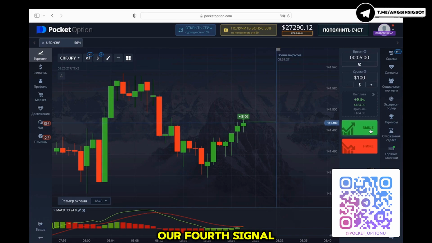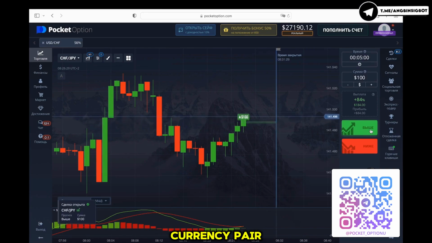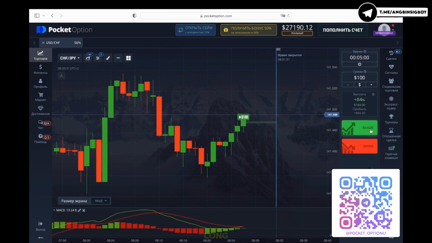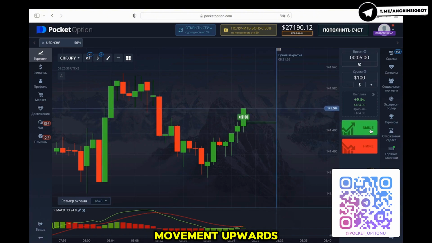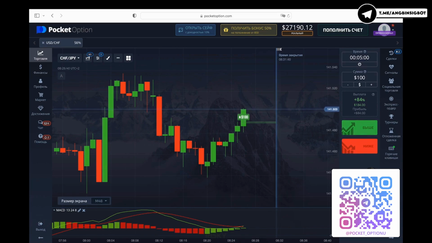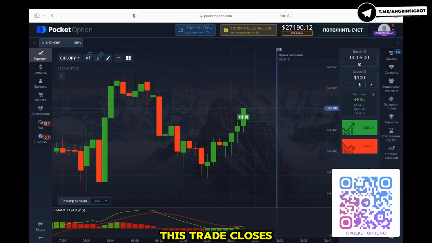Friends, this is our 4th signal. Literally the next currency pair, and we didn't have to wait long. I opened 2 trades upwards here, and immediately there was a great movement upwards. I won't open a third trade. I think it's too late and risky. Let's see how this trade closes.